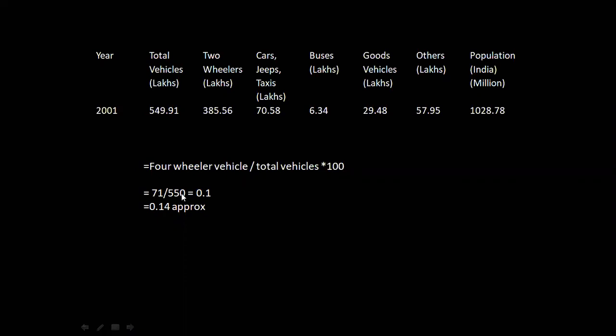So 71 divided by 550. When you see this simplification, you can't divide 71 by 550, so you need to put a decimal point. So it will be 710. If you see here, 550 into 1 will be 550. If we go for 2 times, that is 550 into 2, it will be 1100, which is more than the numerator. So we can't go for it. So 0.1 will be coming.